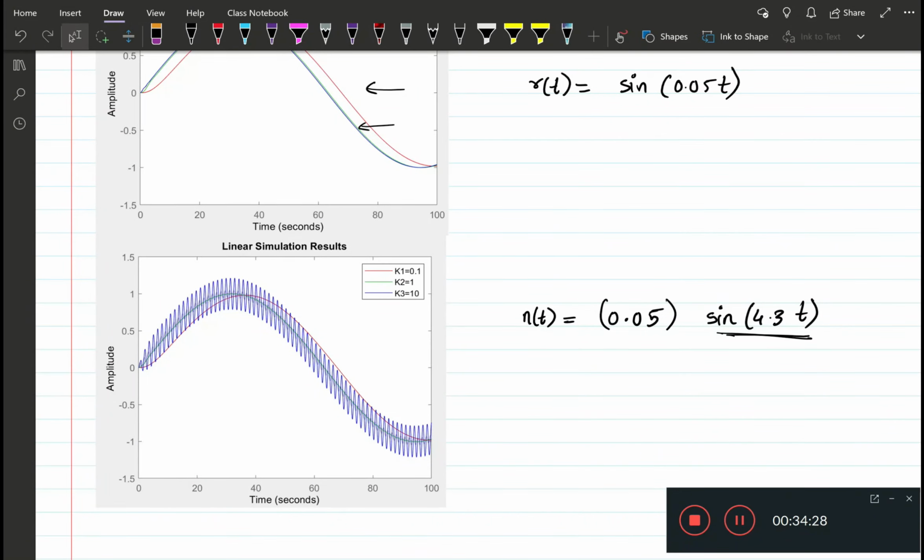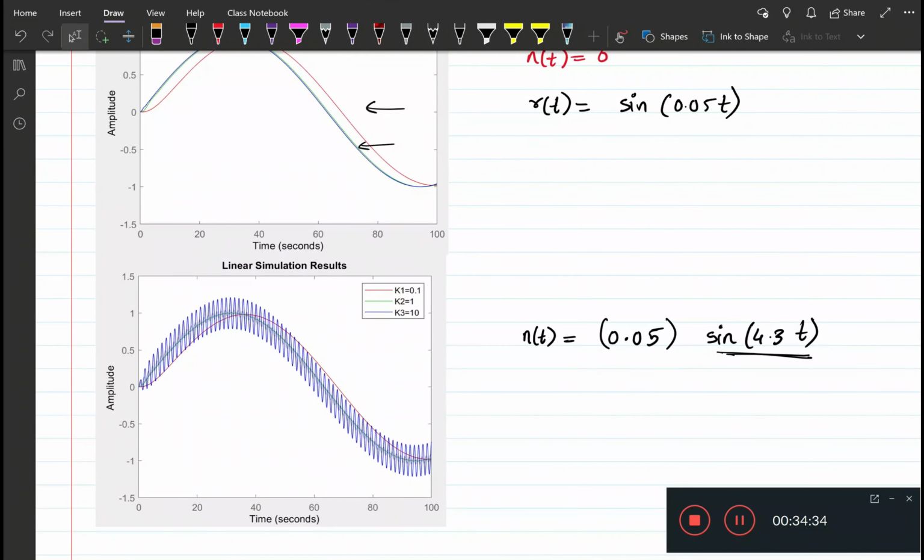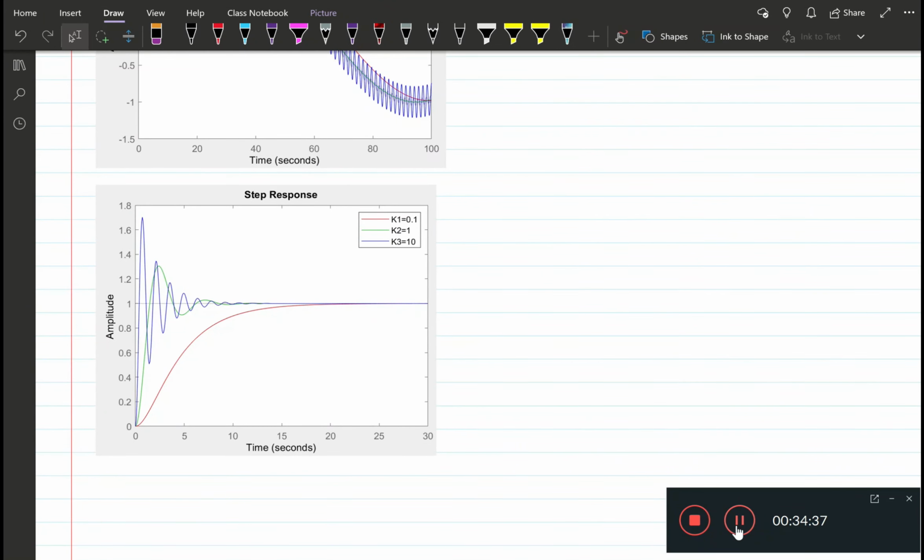Now let's also see how the step responses look like. So here you now see the step response for these three values of the gain, and you see that for a high value of gain, k3 equal to 10, we have much quicker convergence, so smaller rise times, smaller settling times, but at the cost of huge overshoots and large oscillations. Whereas for low values of gain we have no overshoots but relatively slow convergence.